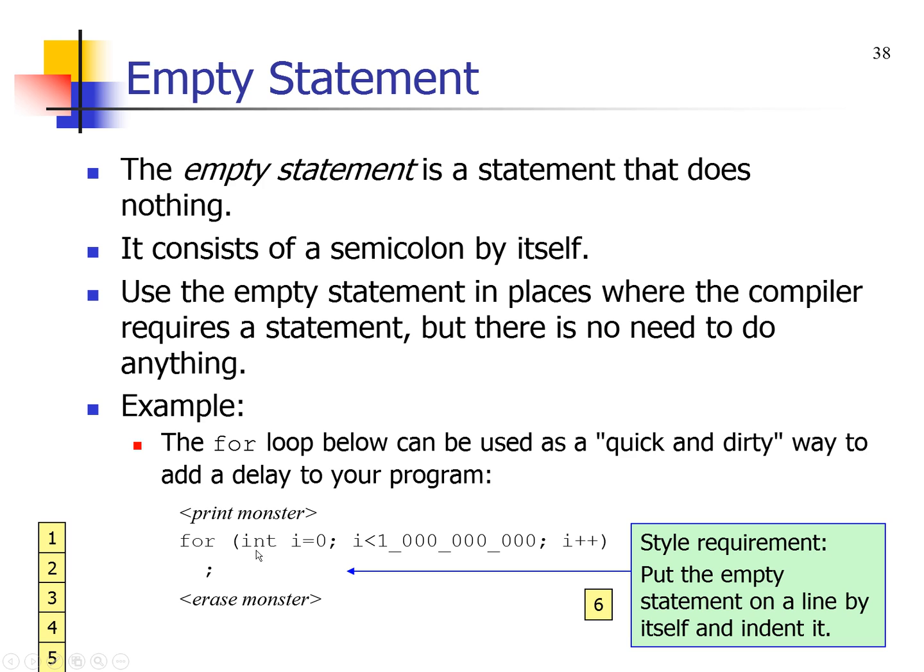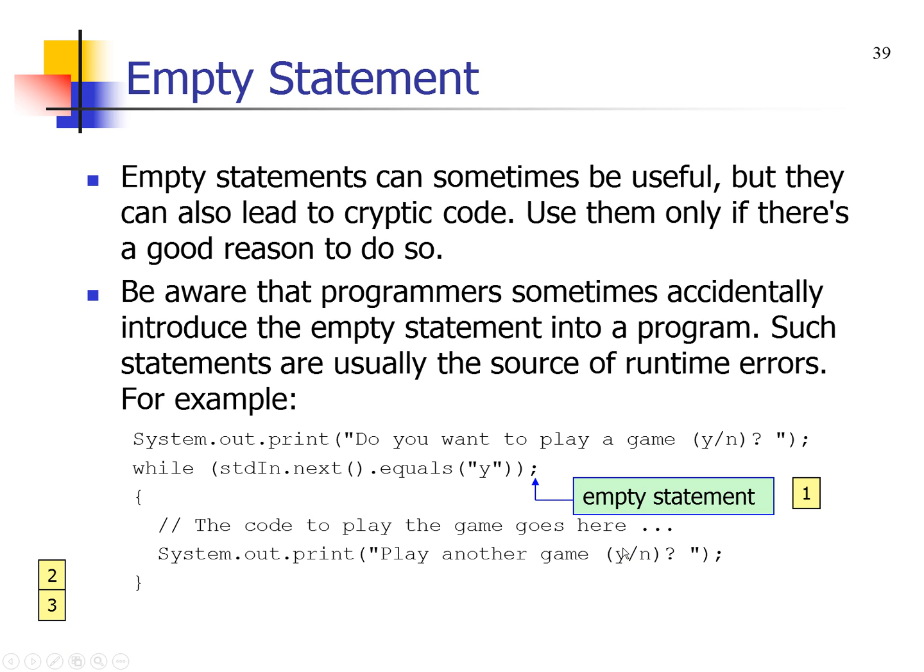Maybe this is a delay. Yes, this is actually making a delay. It makes the compiler run through this loop 1 billion times, so it's actually going to make a delay. But the for loop requires a statement, so you could put it after it. You could also put the semicolon up here at the end. It would work exactly the same. So empty statements can sometimes be useful, but they can also lead to cryptic code.